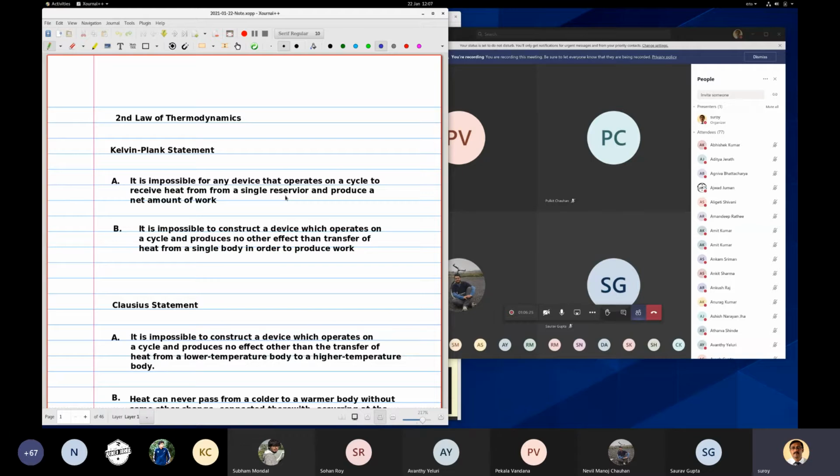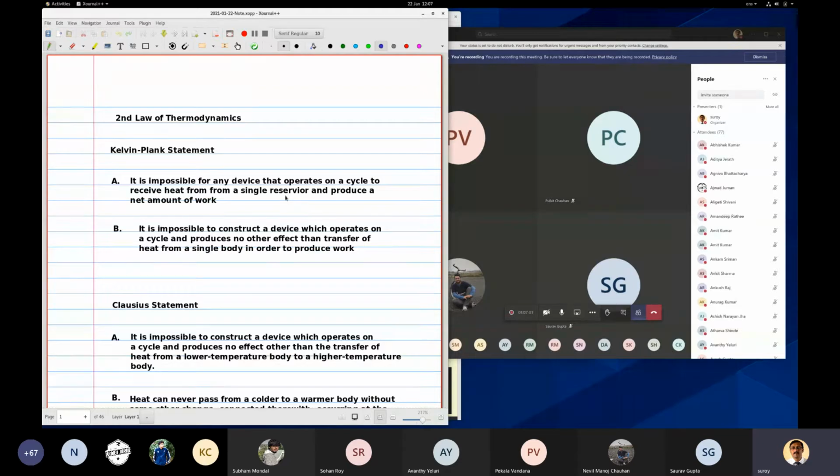We are receiving heat from somewhere, and we are also giving away heat to some other reservoir. So both are happening. I told you about an actual power plant. So it says that it is impossible for any device that operates on a cycle to receive heat from a single reservoir and produce a net amount of work. That means all the heat coming from the fuel cannot be converted to work. You have to throw away some of the heat. Okay, so what is the second statement?